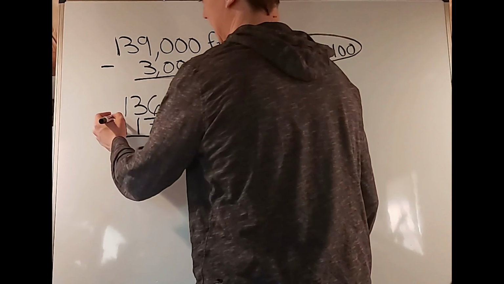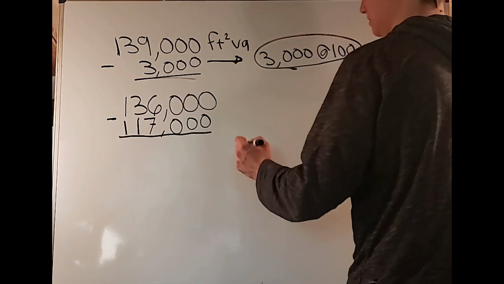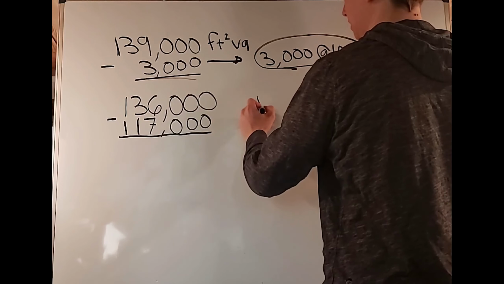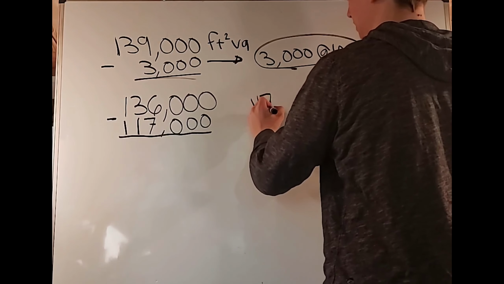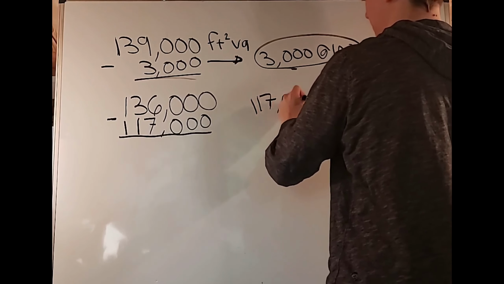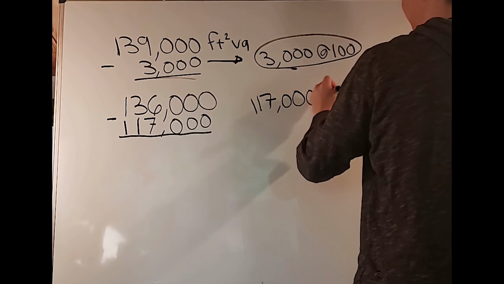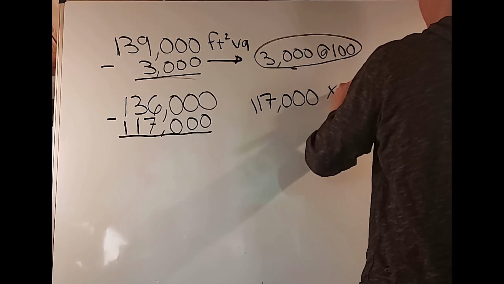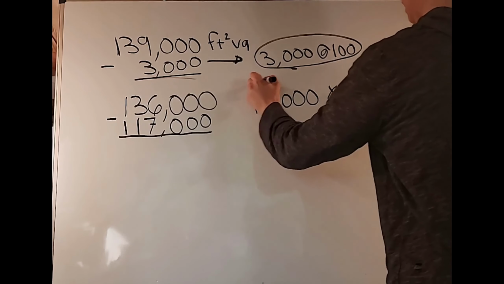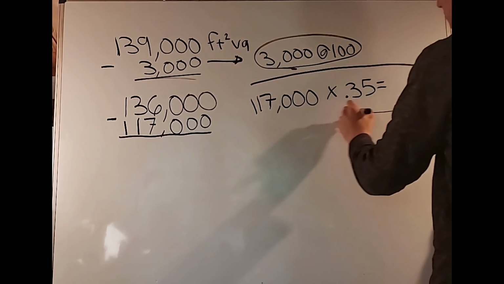We're not only subtracting this 117,000, but we're also putting it off to the side. Just like the 3,000, we're putting it off to the side, but this time we're putting the 117,000 off to the side at 35%, so we need to multiply by 0.35. Okay, again, I'm going to circle this one. I'm going to leave some room for the answer there.